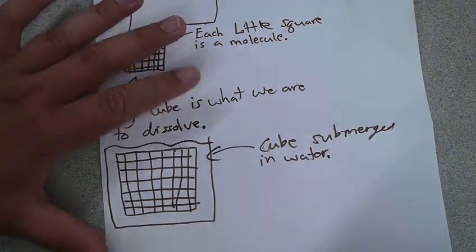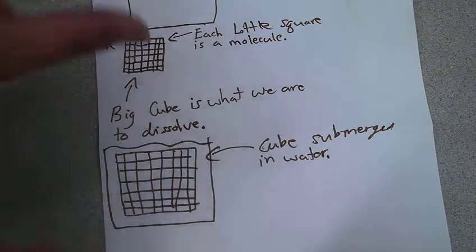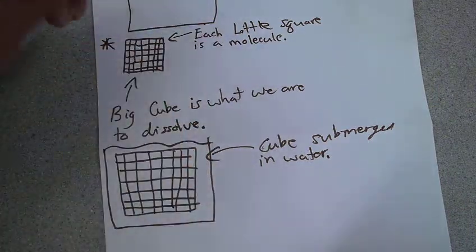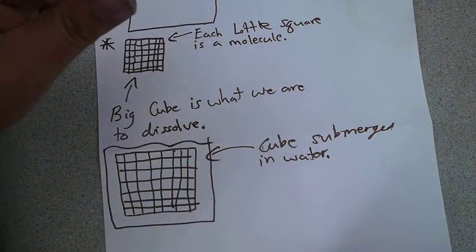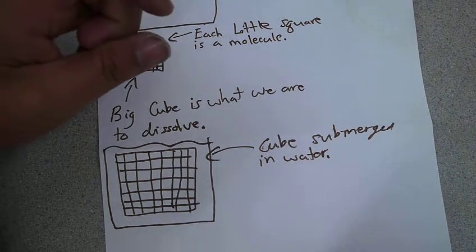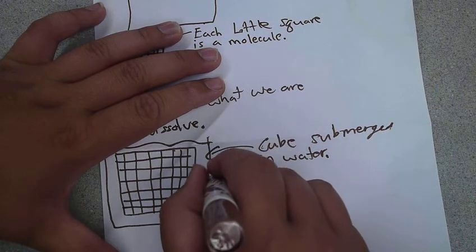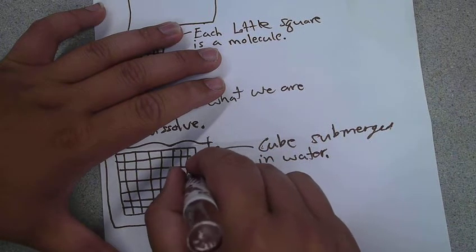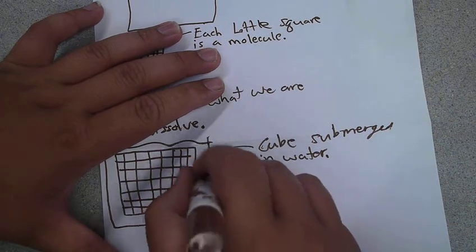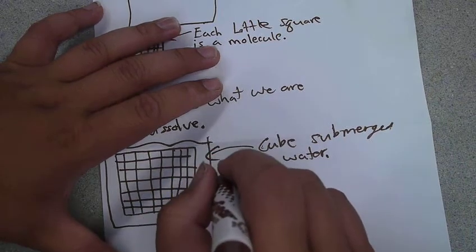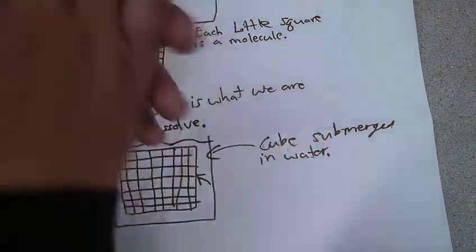What's going to cause the cube to dissolve? What that means is each of these little squares, each of these molecules, is going to break apart from one another and become evenly distributed throughout the liquid. Why does that happen? The reason is that the water molecules, as long as they have enough energy, will get in between two molecules in the cube and break them apart.